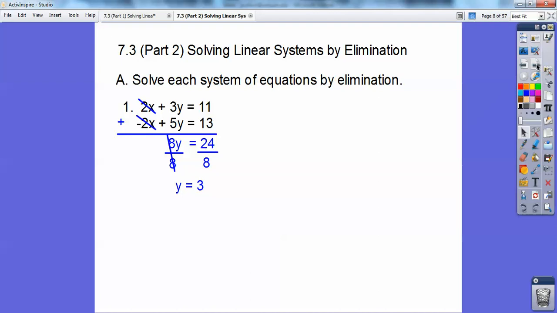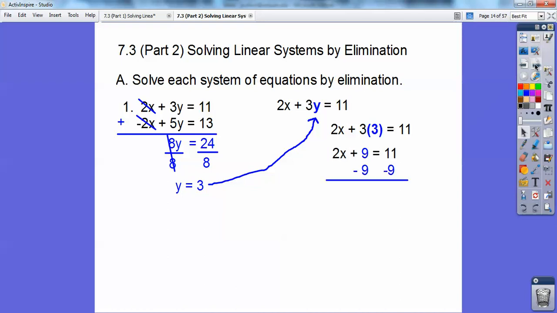So y equals 3, and then just plug y back into one of those equations. I chose this top one, but we could have done the bottom one also. So 3 is going to go right there. It's going to be 2x plus 3 times 3, which becomes 9. 2x plus 9. Subtract off 9 on both sides, and 11 minus 9 is 2, so 2x equals 2, so x equals 1. Your answer is always x first and y second: (1, 3).